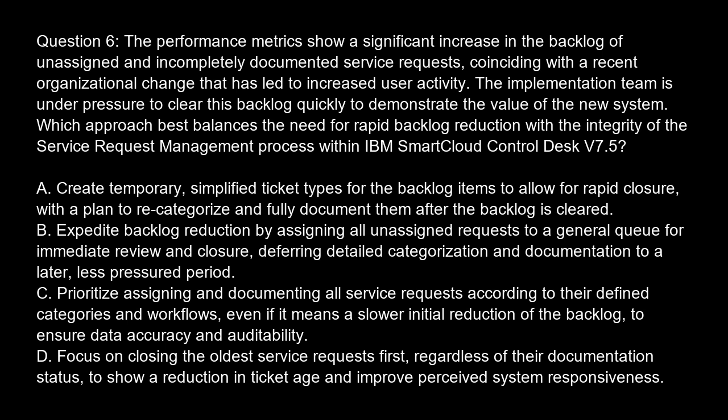Expedite backlog reduction by assigning all unassigned requests to a general queue for immediate review and closure, deferring detailed categorization and documentation to a later, less pressured period. Option C. Prioritize assigning and documenting all service requests according to their defined categories and workflows, even if it means a slower initial reduction of the backlog, to ensure data accuracy and auditability.